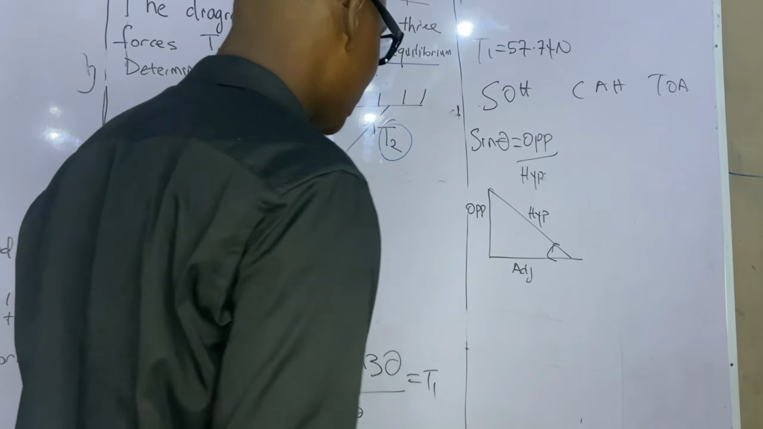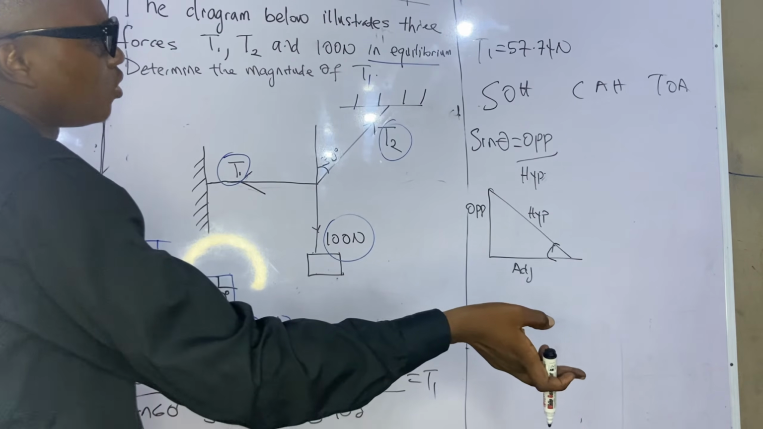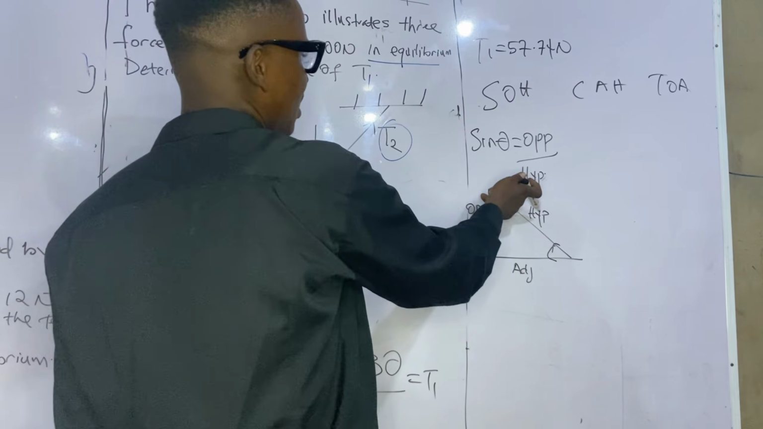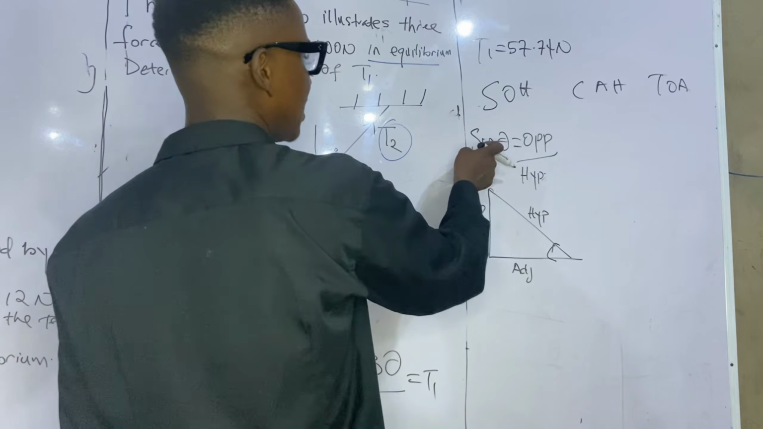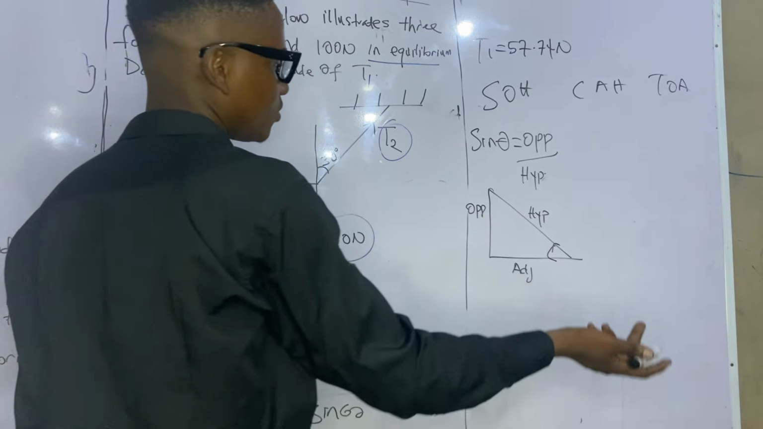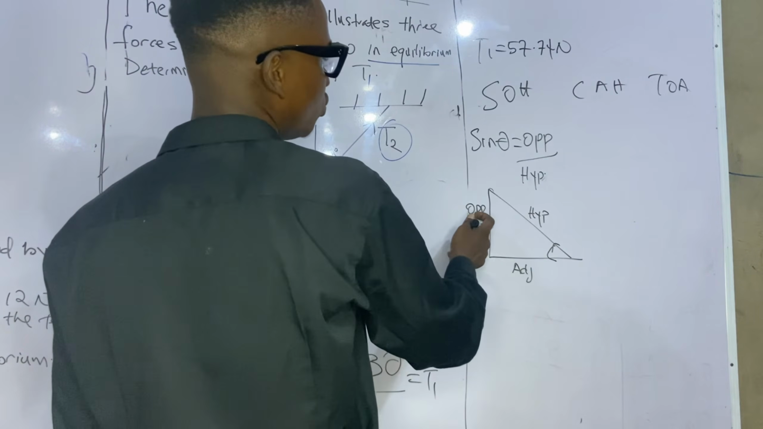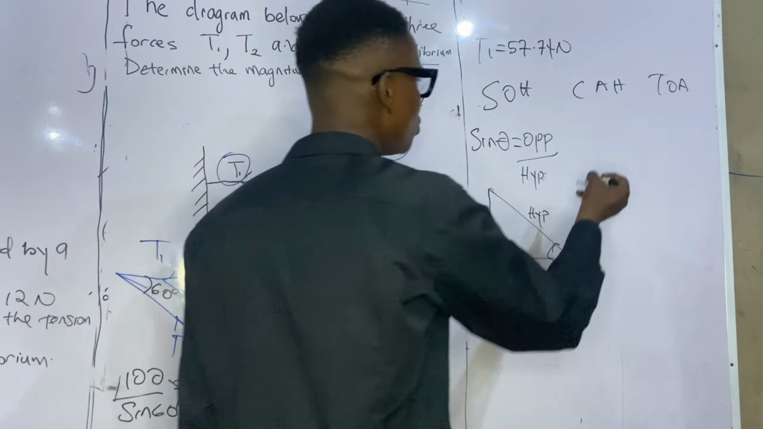So if you are looking for the hypotenuse and you have the opposite, you can use sine theta, opposite over hypotenuse, to get your hypotenuse. That's if you have the value of the opposite. Same thing goes for cos.